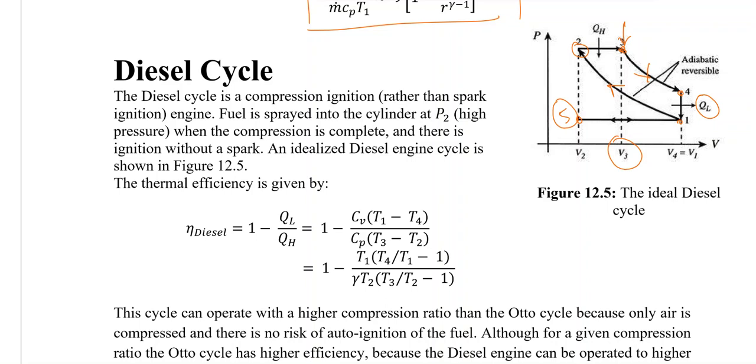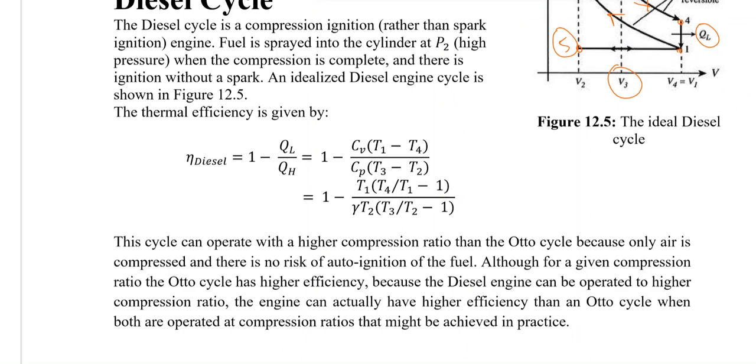So the idealized heat engine, we can imagine in figure 12.5. Thermal efficiency, we have done in the last slide as well. So that will be 1 minus QL by QH. Now the QH is not a constant volume process, but is a constant pressure process.